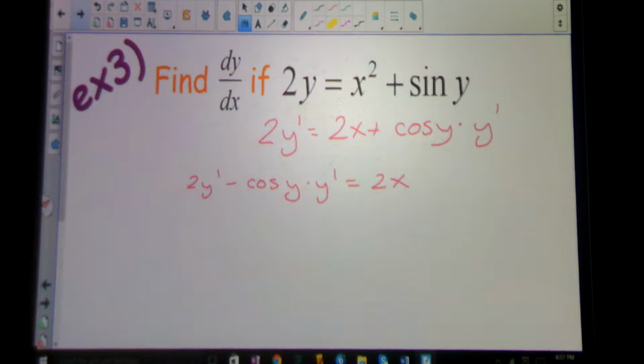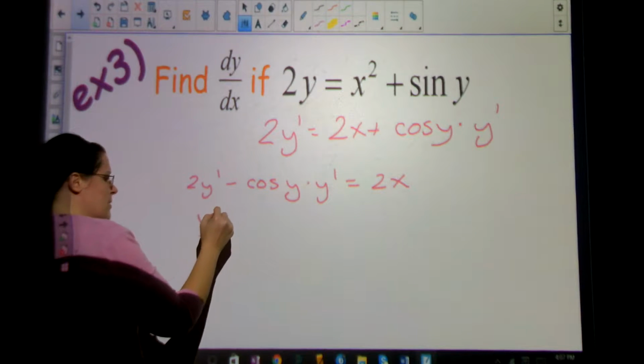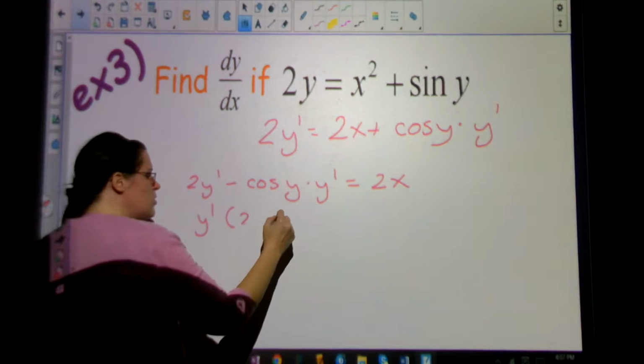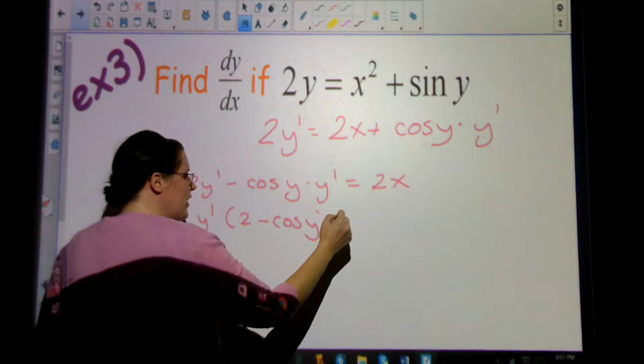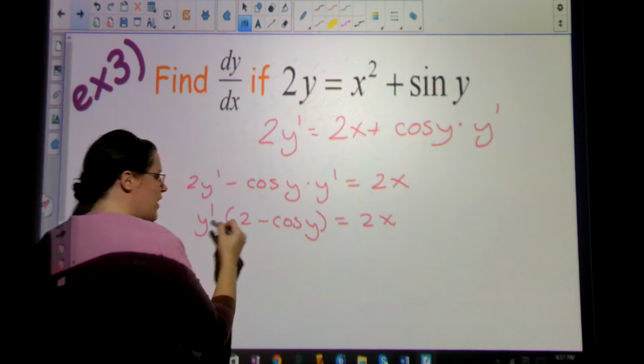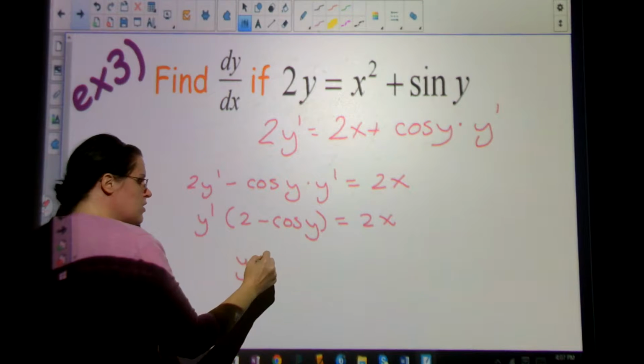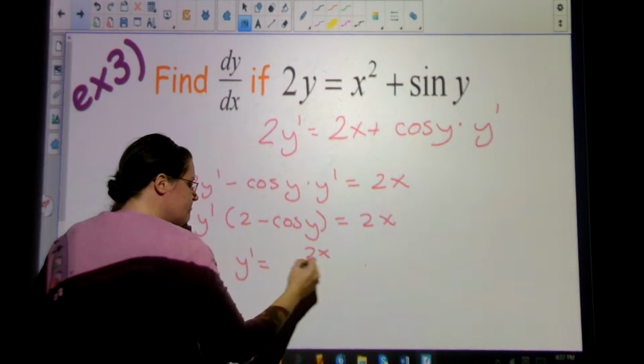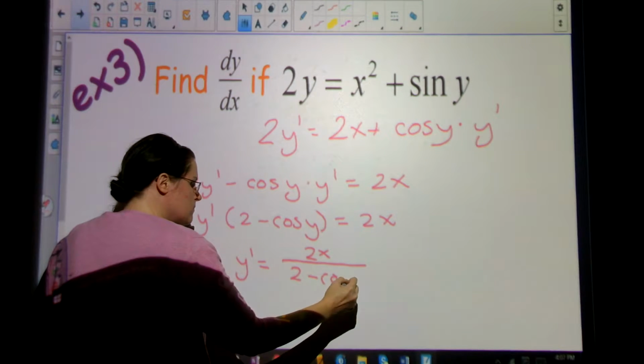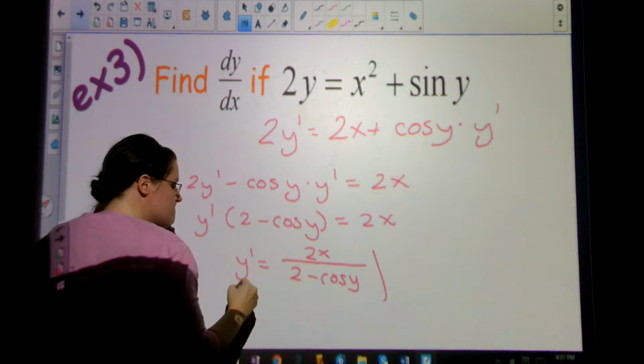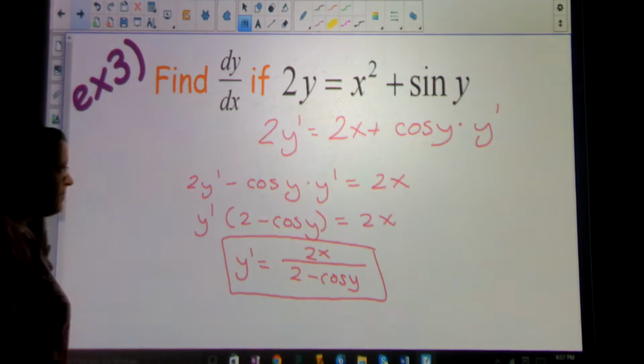So you want everything on one side, everything else on the other. That should sound familiar. Chapter 1, we did some logarithms like that. We solved logarithms, and we did some inverses like that. Now let's factor out y prime. 2 minus cosine y, 2x. Finally, divide by all that junk. There we go. Once you have y prime by itself, you're good.